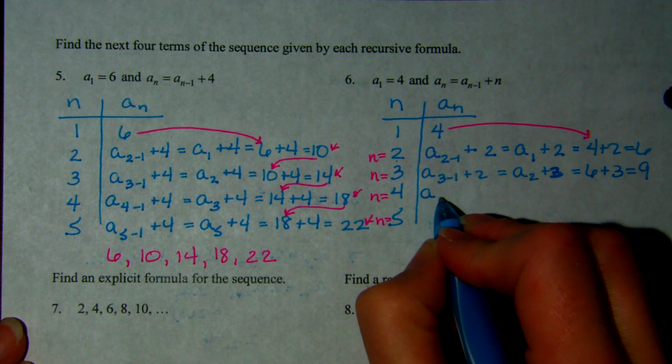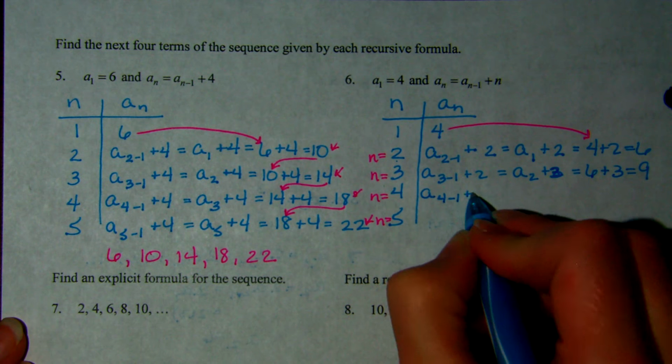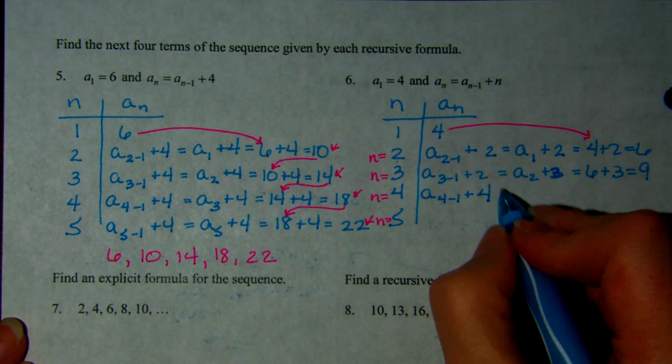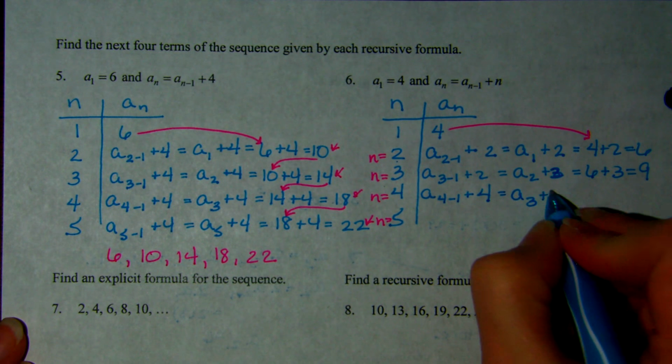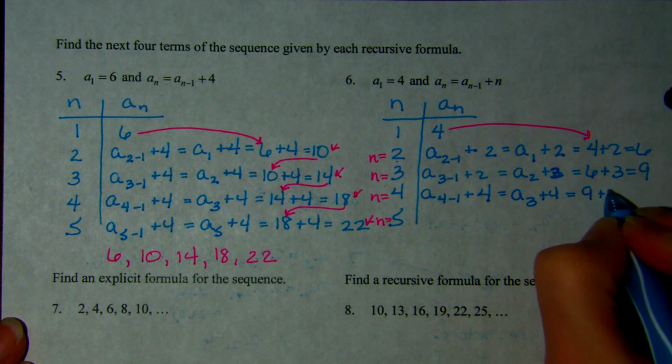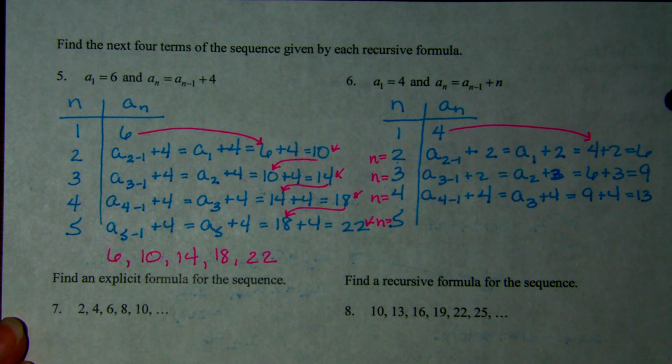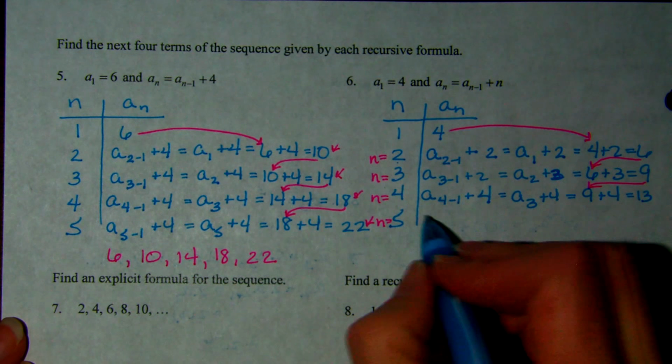A sub 4 is a sub 4 minus 1 plus 4 because we're using our position. And that's a sub 3 plus 4, so that's 9 plus 4, which is 13. Again, all of this is a lot of fancy symbols to say that we're using the term right before to find the next term. We've got to use that number and plug it in to find the next term.